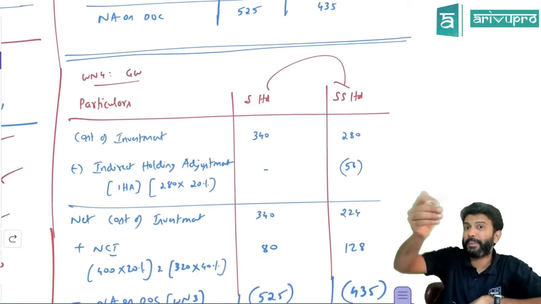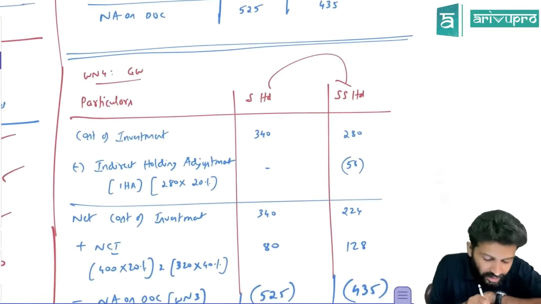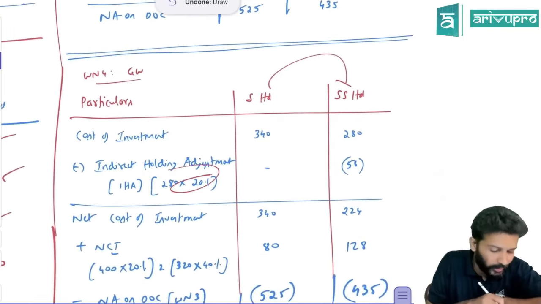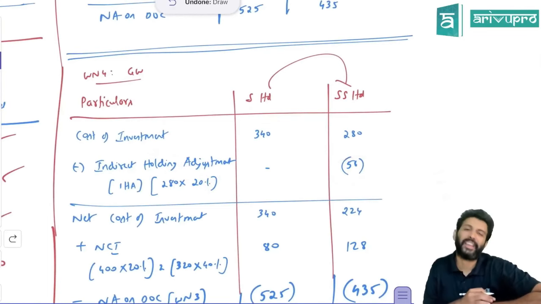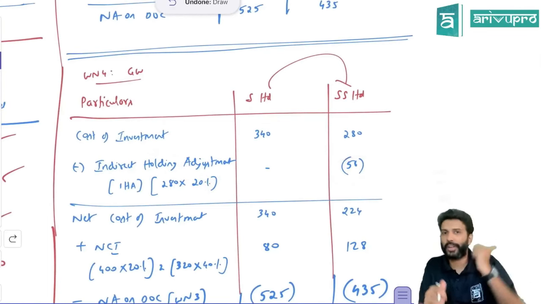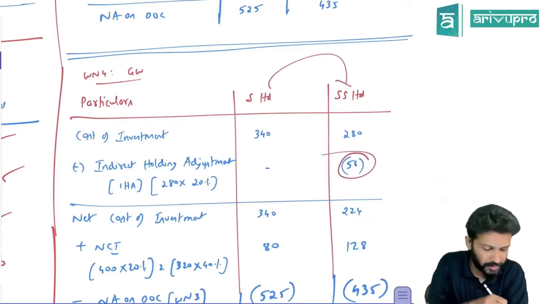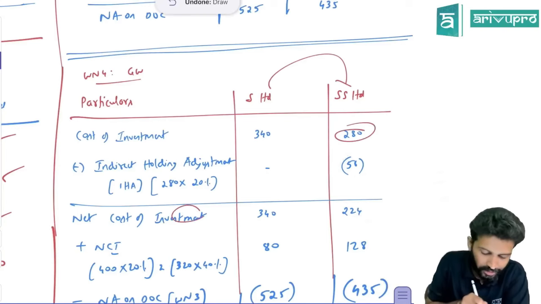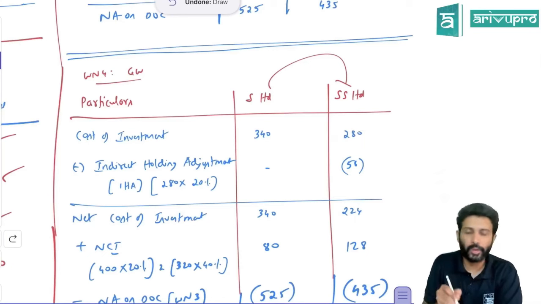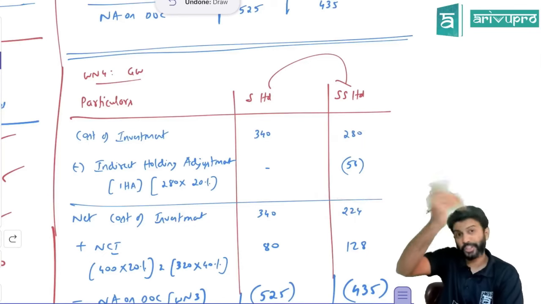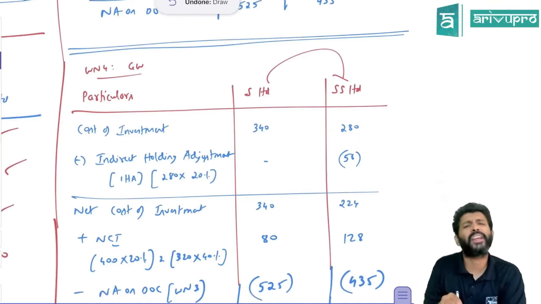The 20% came from whose pocket? NCI's pocket. That 20% which came from NCI's pocket, we call it indirect holding adjustment. So 20% of 280 is 56, which is nothing but IHA. That's what we wrote here. IHA has to be reduced from the cost of investment as well as from the NCI working note. So we have reduced it from the cost of investment here. Basically, 80% of 280 gives you 224. That's what we need to consider as the cost of investment from the CFS perspective. That is one.